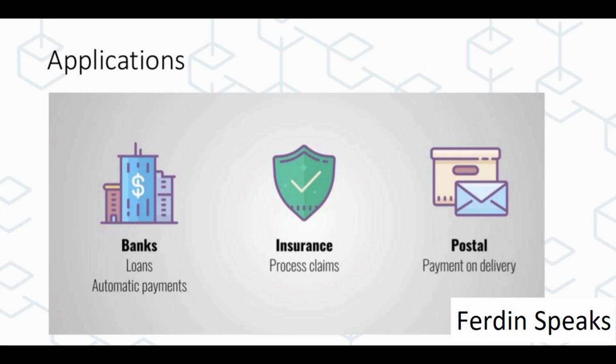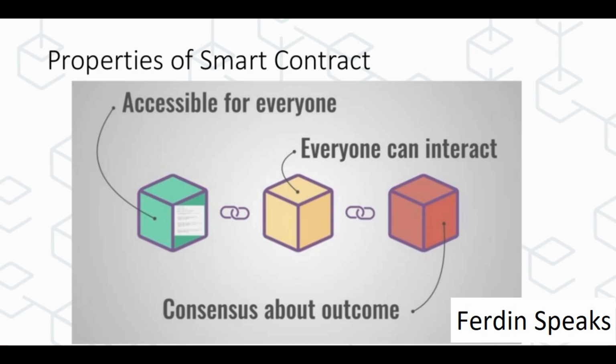And then for postal, we have payment on delivery. For international postage, we are going to pay a lot of money for import and export and whatever it is. So these are made as an automated transparent system, and thereby the postal system has transparency. And the properties of smart contracts: it is accessible for everyone, everyone can interact, and there is consensus about the outcome. So it is more transparent, anyone can interact, and it is accessible to anyone.